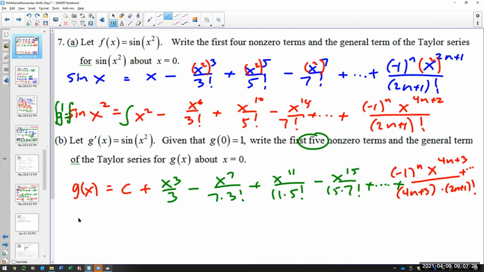I don't know what C is. How do you find C? You go to your initial condition. Do you see your initial condition here? So that means every time x is 0, put in 1 for g. So this will be 1 is equal to c plus 0 minus 0 plus 0. Okay, what's c going to be equal to? 1. So all you do is you cross this out and you put a 1, and that's your g of x. Do you guys see how these problems work?